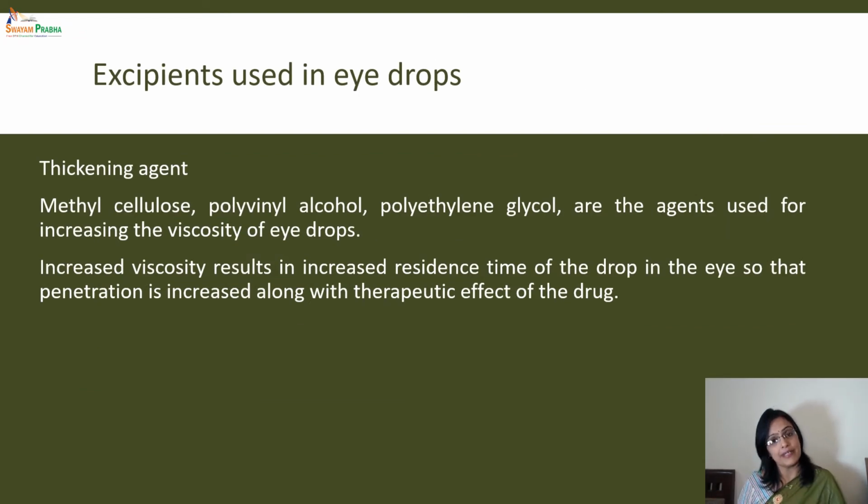Now, what are the excipients used in eye drop? Thickening agents: methyl cellulose, polyvinyl alcohol, and propylene glycol are the agents used for increasing the viscosity of the eye drop. Increased viscosity results in increased residence time of the drop, so that the permeation is increased along with the therapeutic effect, and finally the bioavailability of the product increases. This is the role of thickening agent in the formulation of eye drop.